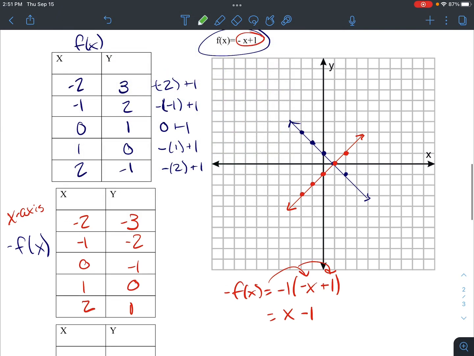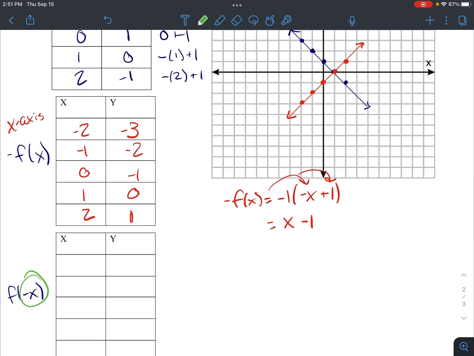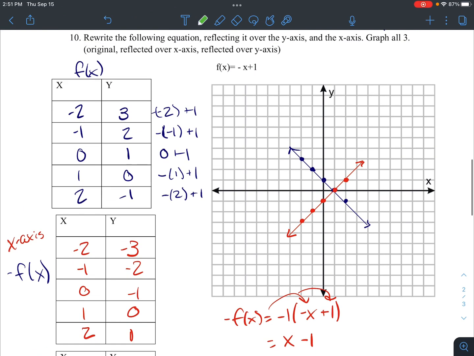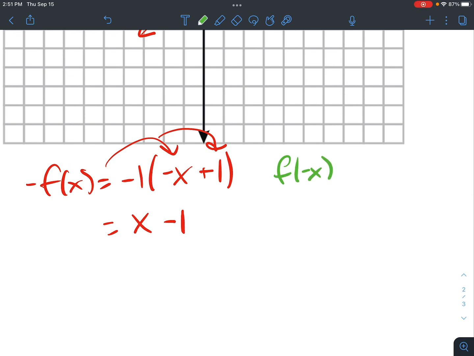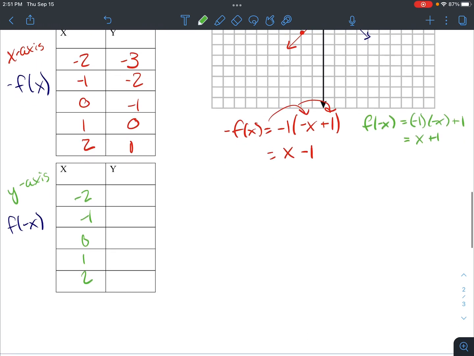Lastly, let's go ahead and do our y. Let's do it in this green color. Remember, with our y and reflecting over the y-axis, we only have the negative x. So what we do is we take this function, and we're going to have f of negative x is equal to -1 times only the x. Remember, it's only the x, and our x is negative, and then plus 1. So now we're going to have -1 times negative x, and that's going to be positive x plus 1. So that is our y.